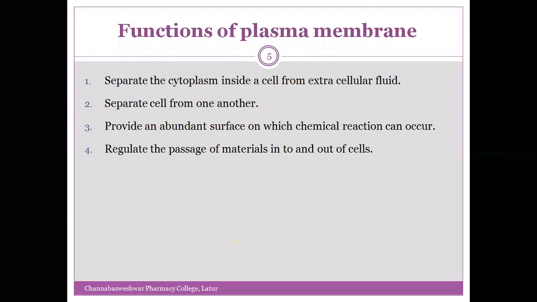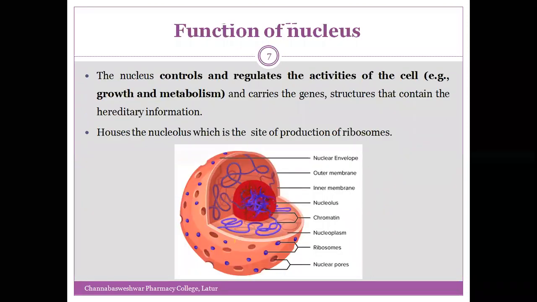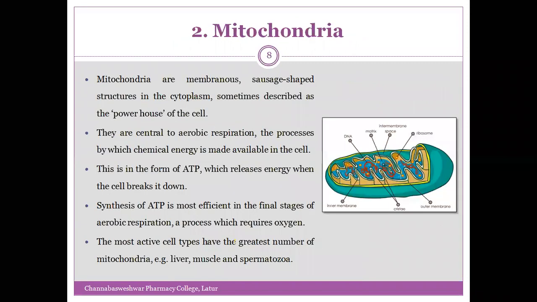Then the second important thing is the organelles. In the organelles, first we discussed the nucleus, which is the important organelle of the cell. The nucleus controls and regulates the activities of the cell. Then the second important organelle, mitochondria. We all know it is known as the powerhouse of the cell, because whatever energy is produced in a cell is stored in the mitochondria. So this is the second organelle.